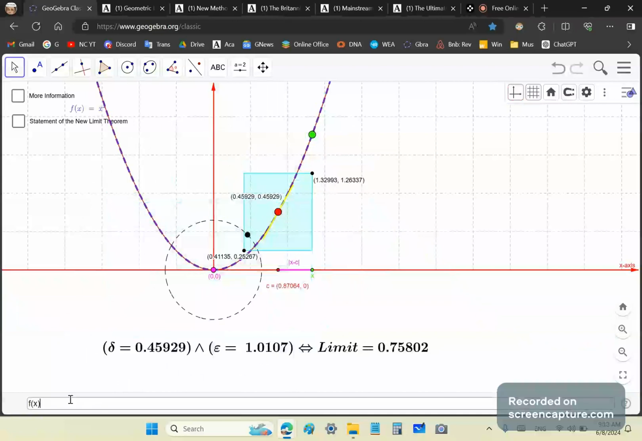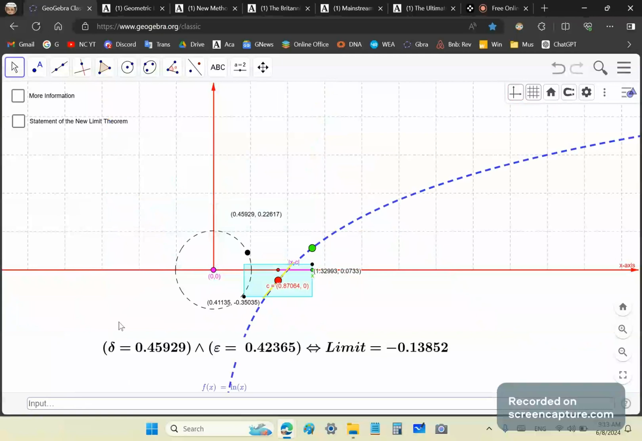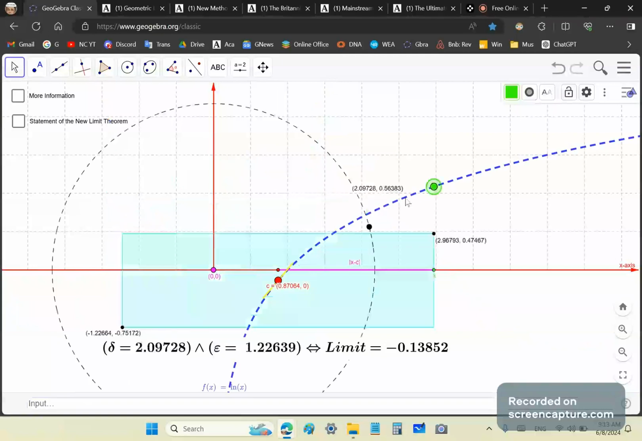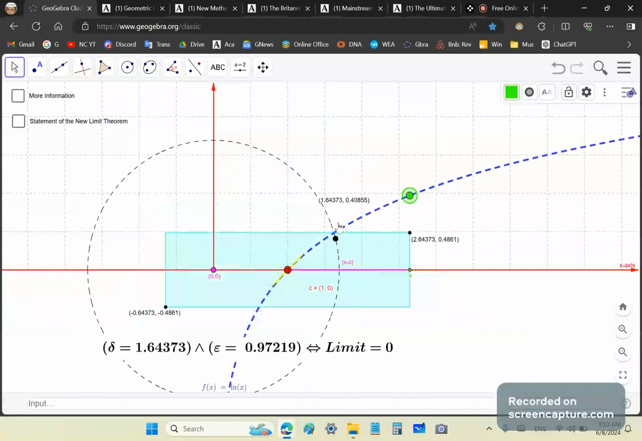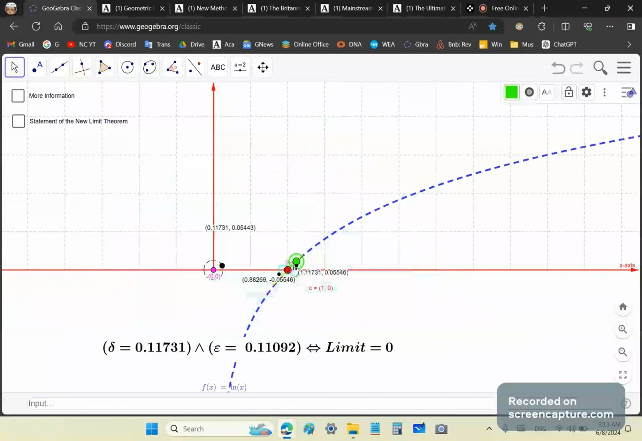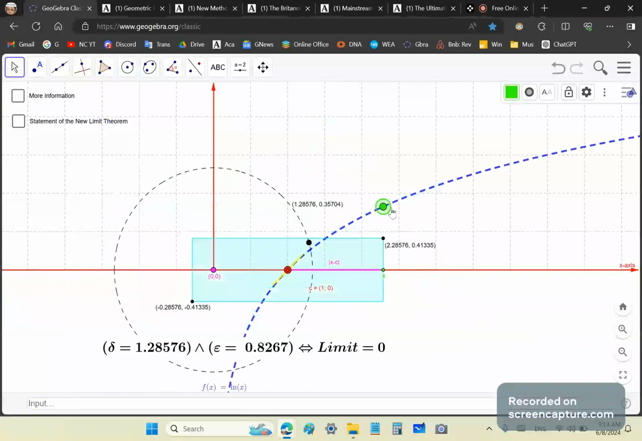Let's do f of x equals ln x. Okay, once again, if you move away, the area becomes bigger, okay? So let's put this on there, and let's move this guy towards that point, okay? That means if x is 1, then the log of 1 is 0, as expected.